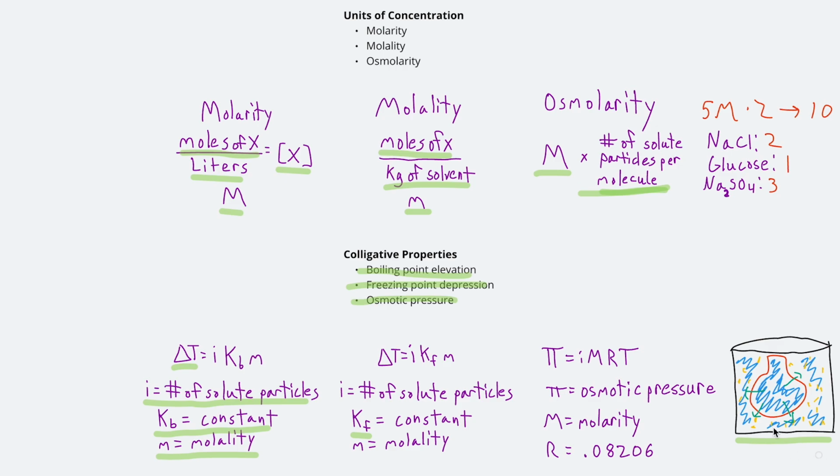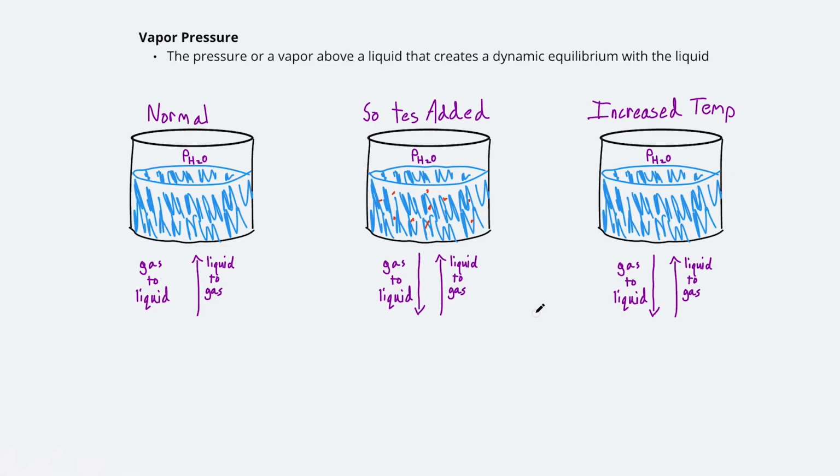The movement of the water creates a pressure, which is represented by this pi symbol, and that is called osmotic pressure. It equals a really straightforward equation: i, which we've already talked about, the number of solute particles per molecule, times molarity, which we talked about above, times R, which is a constant here. They are probably going to give you this constant if this ever comes up on the test, and then you multiply all that by whatever temperature you're working with. Osmotic pressure will come up again and again in biology topics, so it's something you want to make sure you really understand. The last thing we're going to look at is vapor pressure.